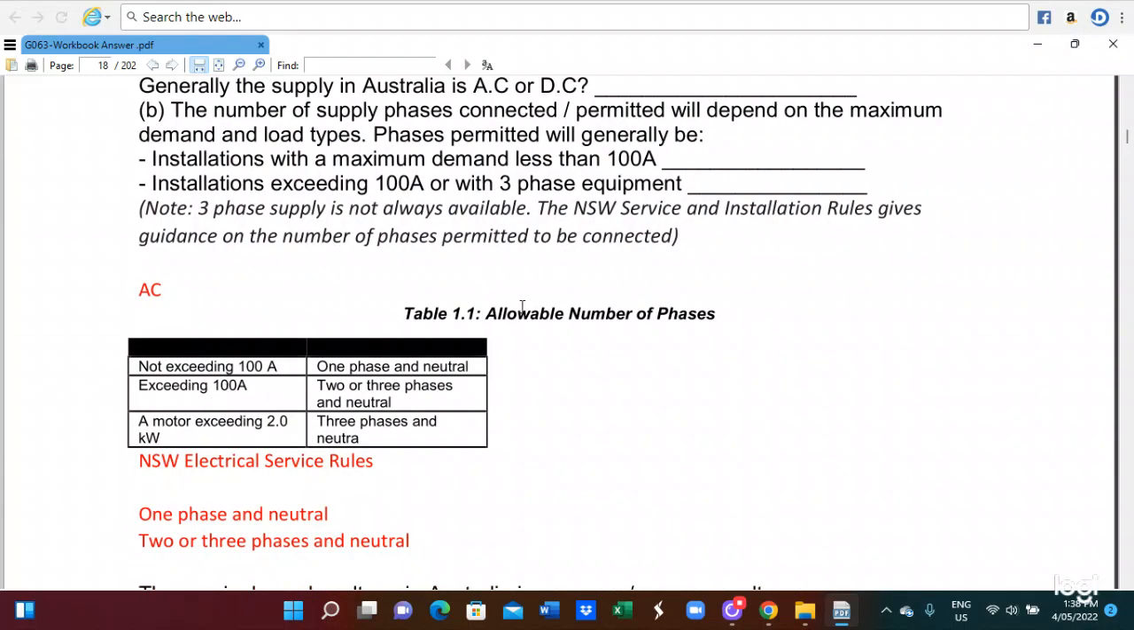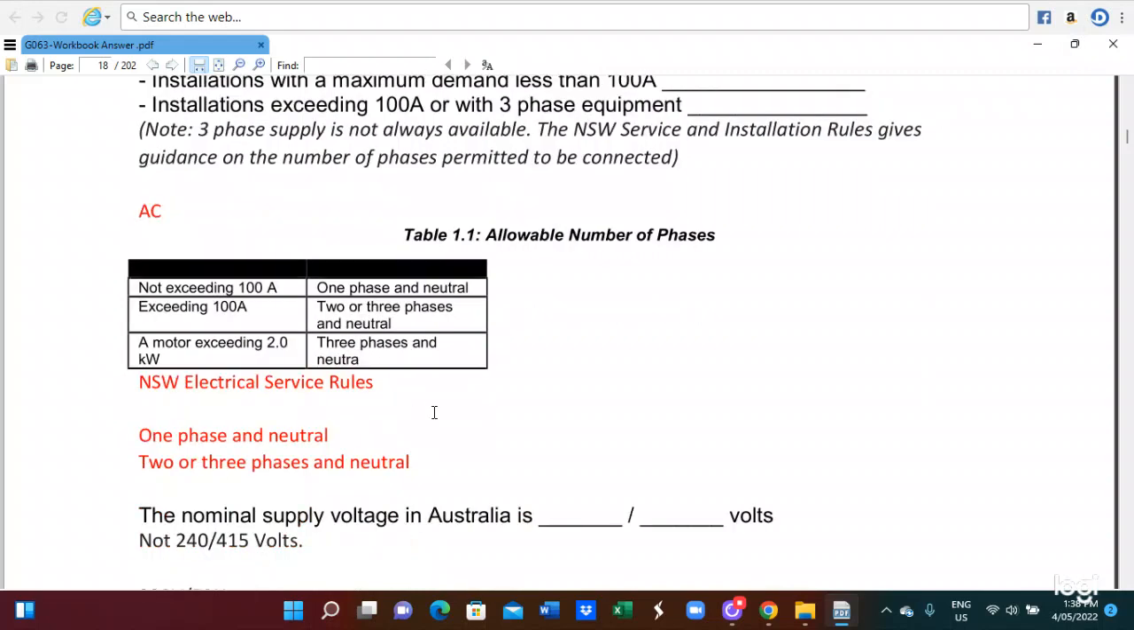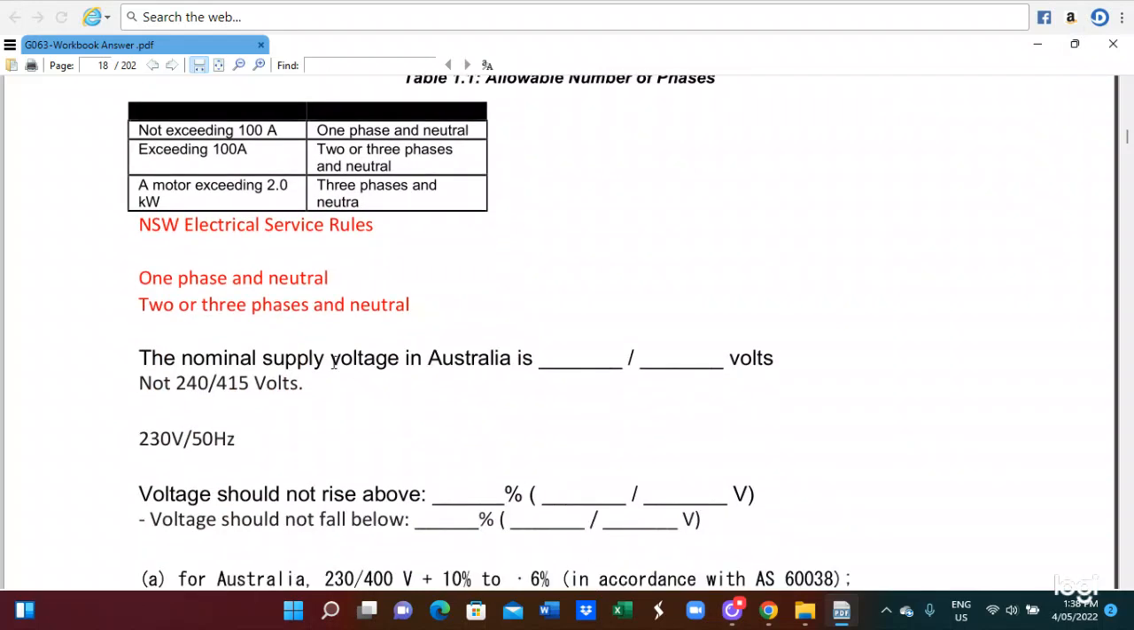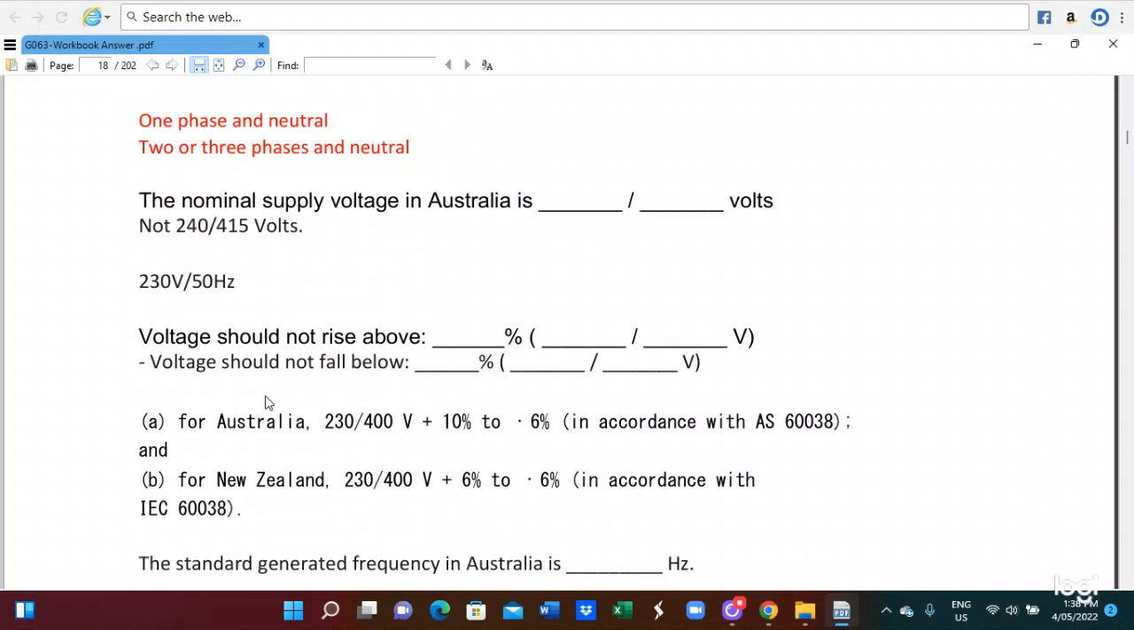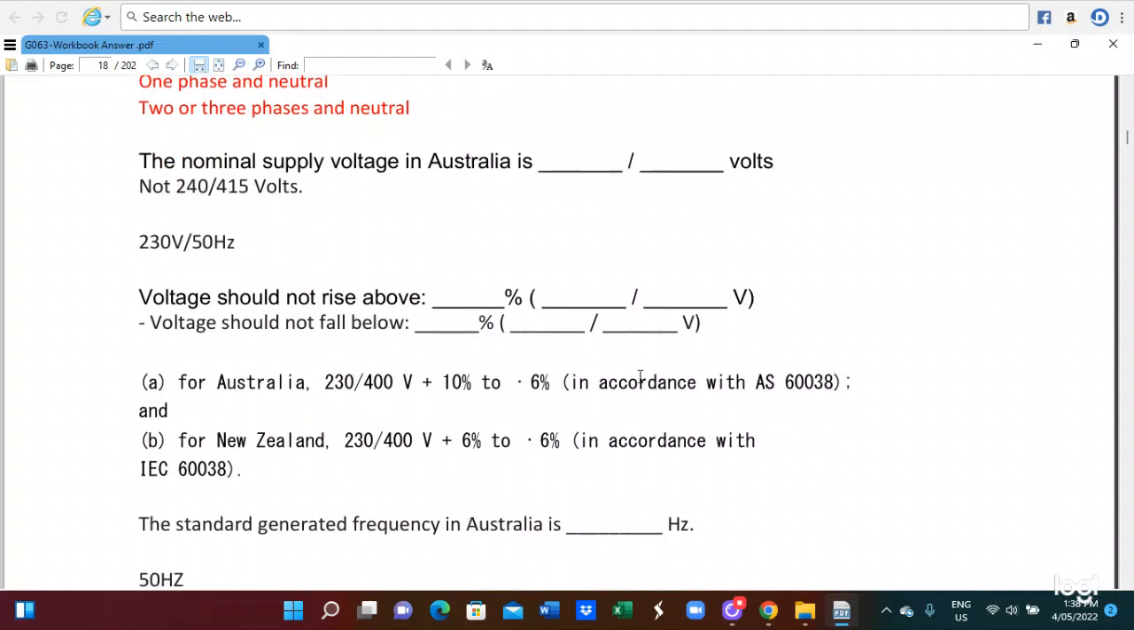Allowable number of phases: when the current is not exceeding 100 ampere, single phase and neutral. Exceeding 100 ampere, two or three phase and neutral. A motor exceeding 2 kilowatt, three phase and neutral. This is for how many wires need to be allowed. So this will be the nominal voltage of Australia, 240/415 volt, 230 volt, 50 hertz is a normal standard. In this case, this is plus 10% to minus 6%, approximately AS 60038, and this is the New Zealand standard.